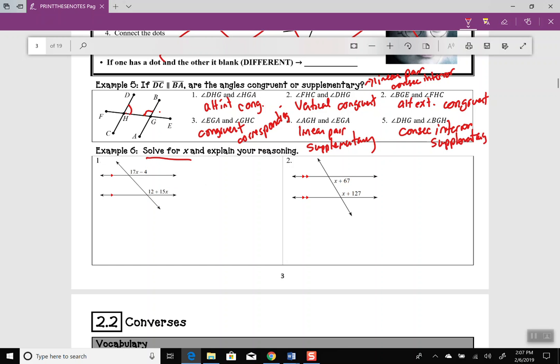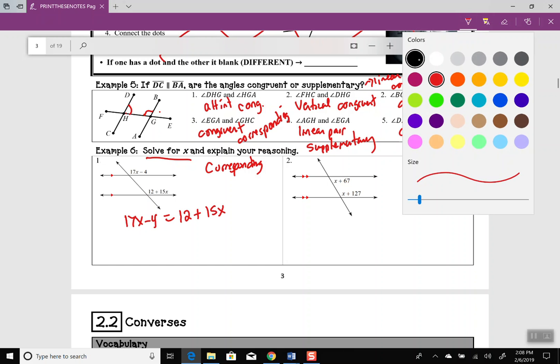So this is where we want to, again, use our angle relationships. If I say this angle is 17x minus 4, this angle is 12 plus 15x, what can I do? Well, if I make my two games a foursquare, I can see they're both in the top right-hand corner, so these are corresponding angles. Because they're corresponding, that means things in the same position are going to be equal to each other. So this angle, which is 17x minus 4, is going to be equal to 12 plus 15x.